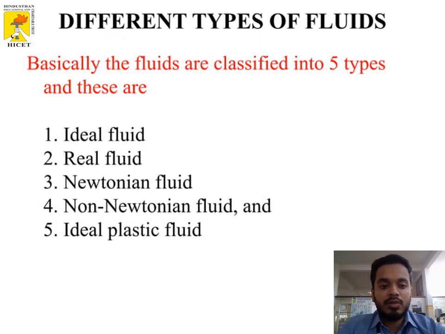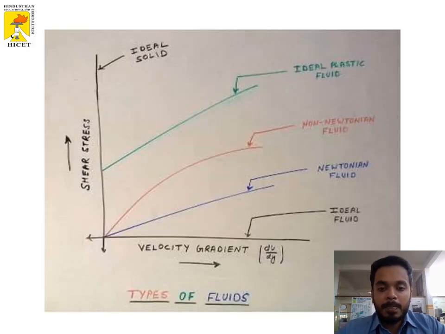So, different types of fluids. Basically, the fluids are classified into five types, and they are ideal fluid, real fluid, Newtonian fluid, non-Newtonian fluid, and ideal plastic fluid. Now we are seeing the graphical representation of the types of fluids with shear stress as the y-axis and velocity gradient as the x-axis.